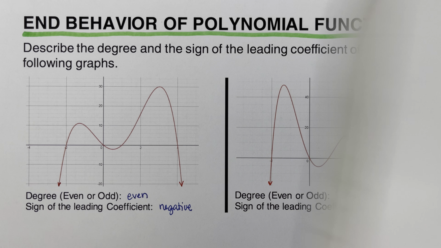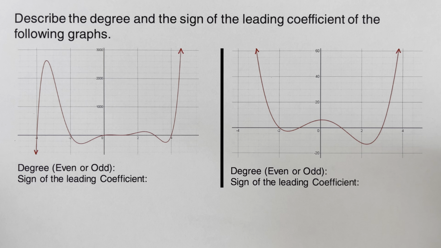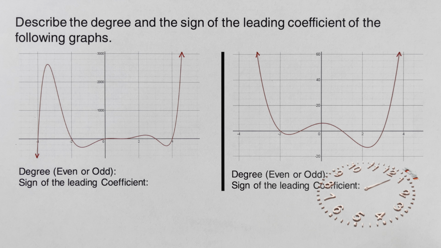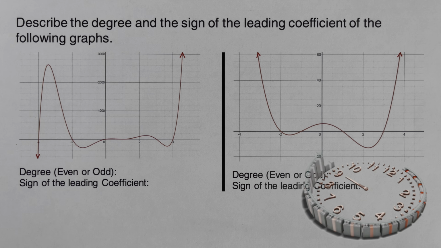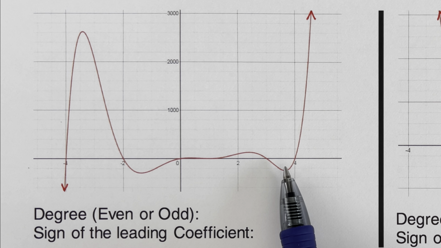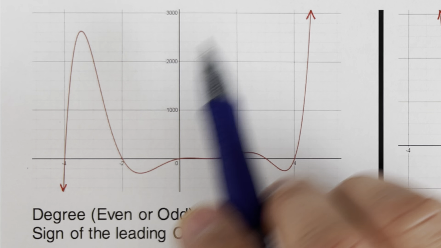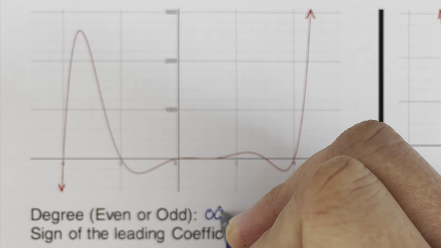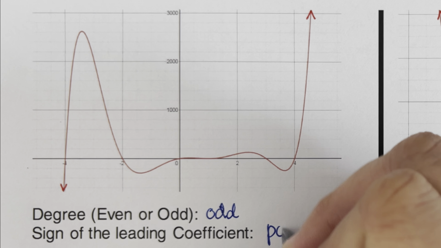At this time, I would encourage you to pause this video and try this problem out on your own. And when you're done, unpause it and check your answer. Okay, looking at this graph right here, the right side of the graph is directed up and then the left side is directed down. And so we can go ahead and say that this is odd positive.